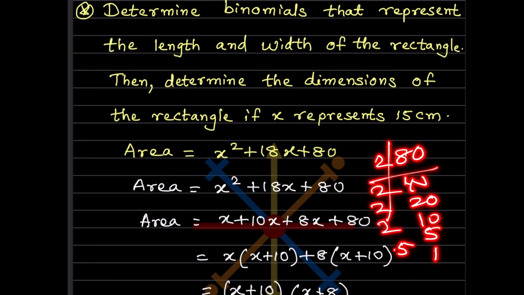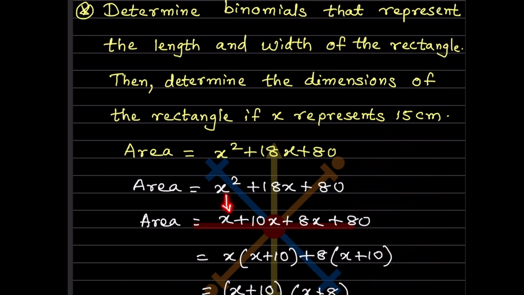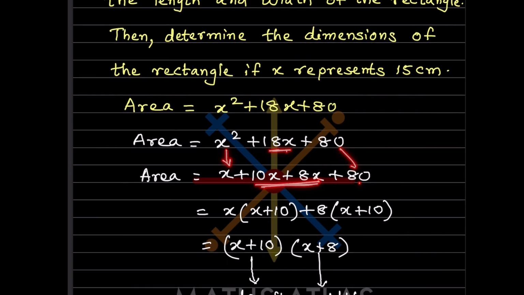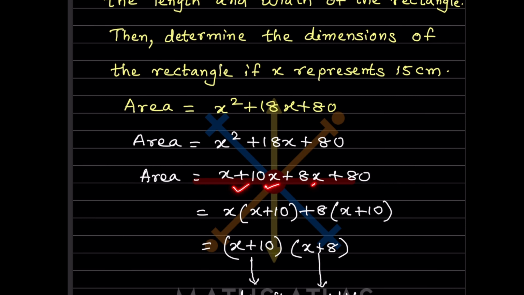So 18 means this will be 10, and 2 4s are 8, 10 plus 8 will be 18. So we can write here this first term as it is. The middle term you can write plus 10 plus 8, that will be 18, and this will be 80 as it is. So now we can see there are 4 terms.